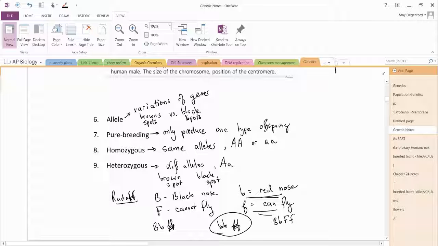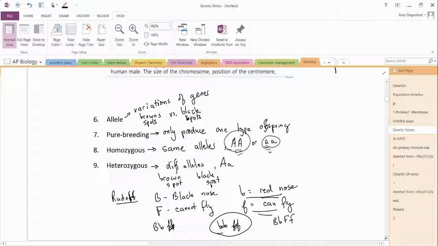Now, if an organism has both alleles the same, we would call it homozygous. They are the same alleles. That's very similar to pure breeding. Pure breeding can only produce one type of offspring. Pure breeding is an older word from when they didn't necessarily understand what was happening. It means you're only going to produce one type. Well, that means they're homozygous. They're only giving their offspring one type of allele, either only dominant or only recessive. So both of these are homozygous.